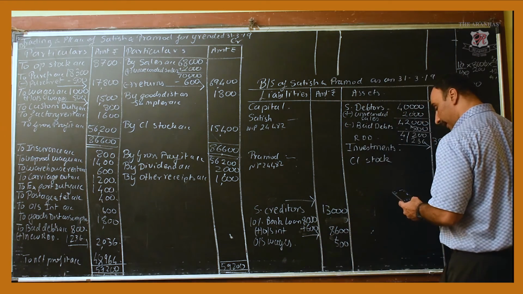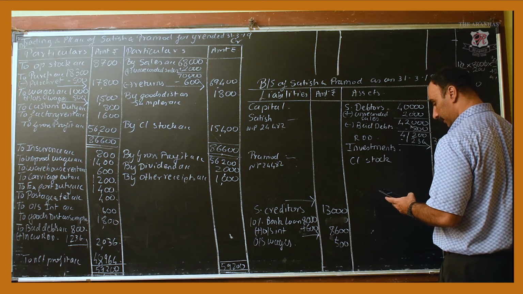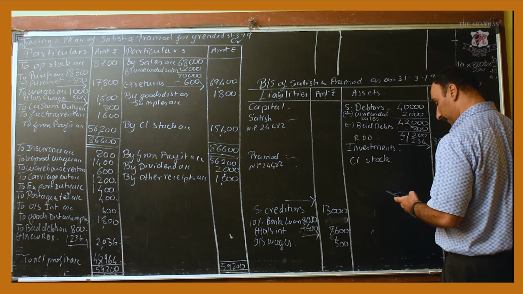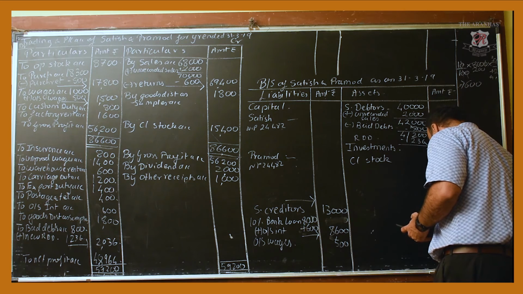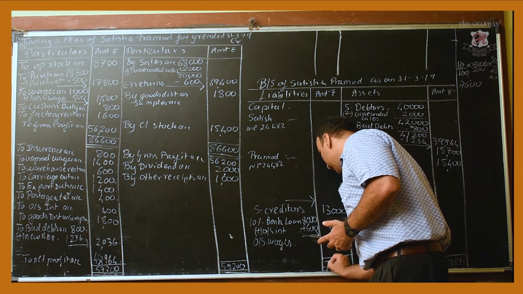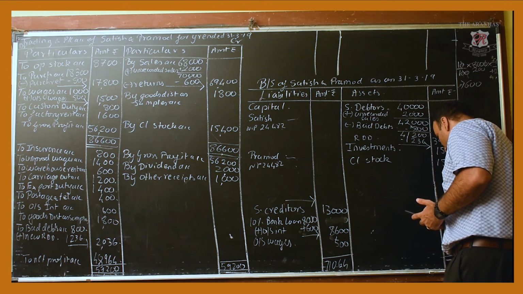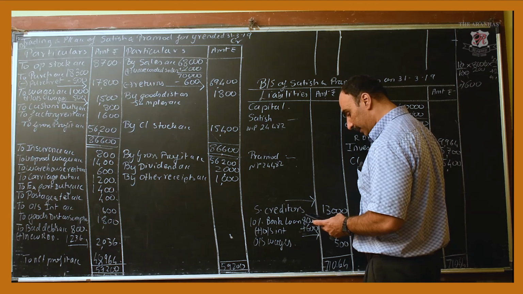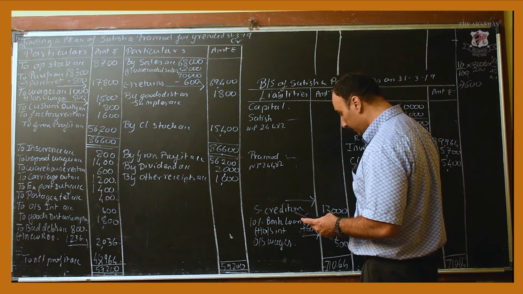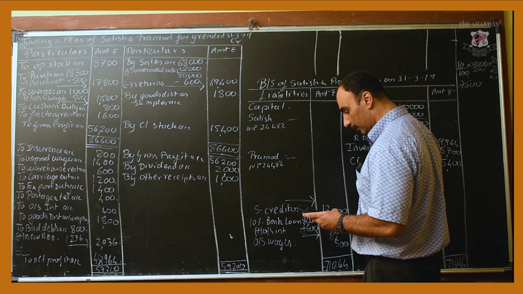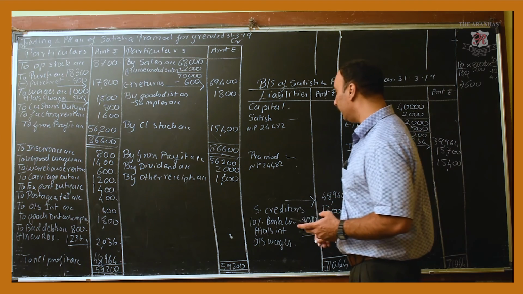So it will be 39,964 plus 15,700 plus 15,400. So that is 71,064. Okay, minus these three: 71,064 minus 500 minus 8,600 and minus 13,000. So 48,964. So 48,964 is the difference.